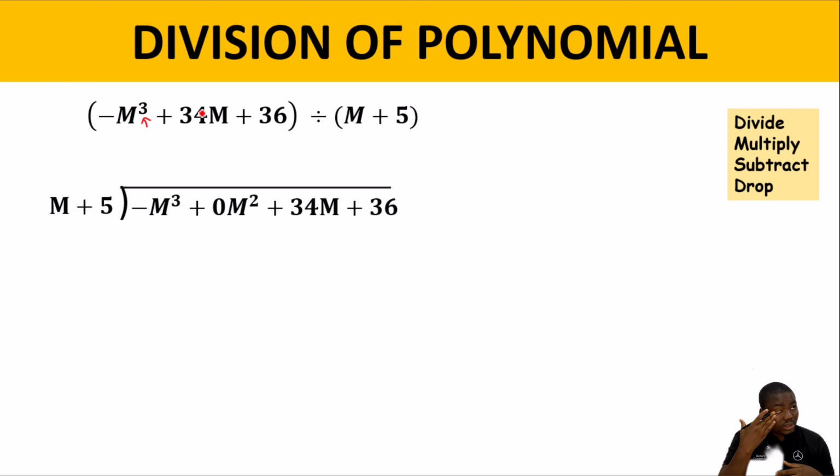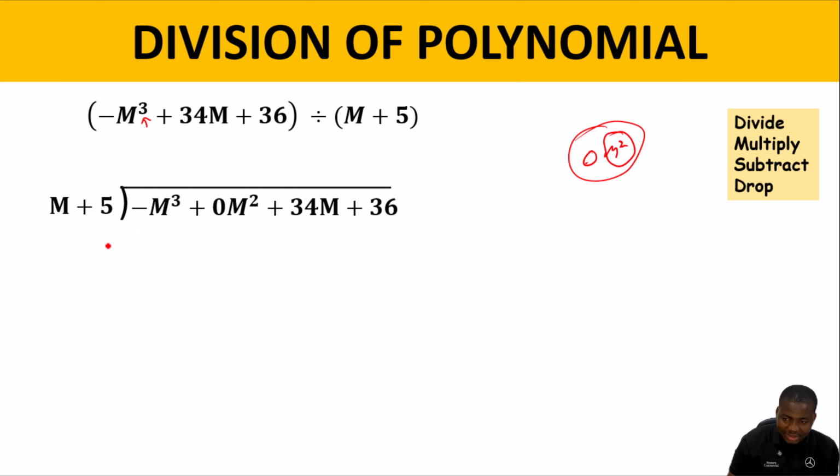So what we do is that we are going to express m to the power of 2 as 0m to the power of 2, because whatever m is, whatever the power is, once you multiply with 0, the answer is 0. So this is what we have. So after expressing it this way, then we can continue with our calculation.